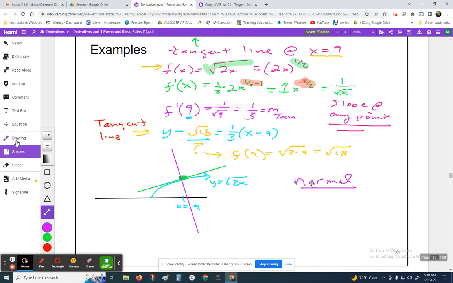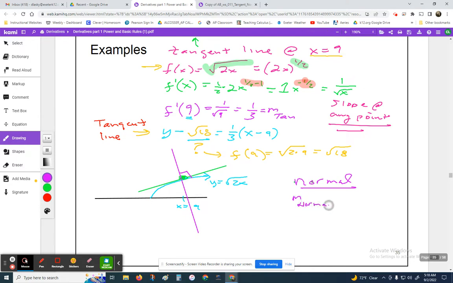So perpendicular means it's at 90 degrees, right? So this is 90 degrees to the tangent, the green tangent line. Well, what do we know about these slopes here? The slope of the normal is equal to the perpendicular slope of the tangent. So they're perpendicular to each other.